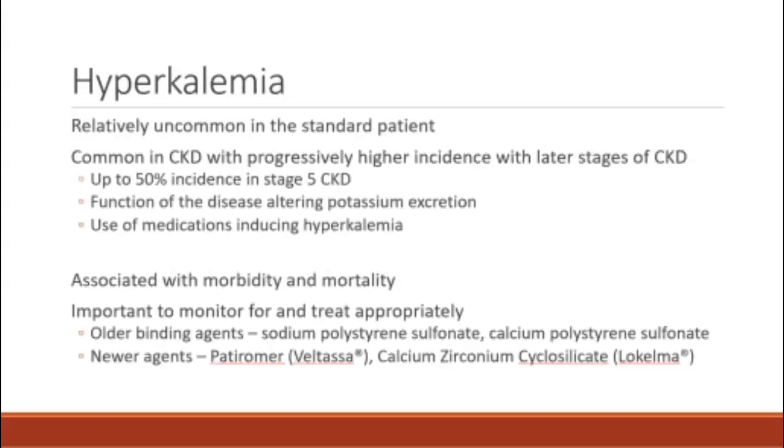Hyperkalemia is actually relatively uncommon in the normal population, but quite common in those with chronic kidney disease. It continues to increase in incidence as patients move along the continuum of renal disease, with up to 50% of patients experiencing hyperkalemia in stage 5 kidney disease. Often the cause is multifactorial, with both the gut and the kidney functioning to maintain homeostasis, but reduced potassium excretion and use of medications that induce hyperkalemia are regular contributors. We know that elevated potassium levels are associated with morbidity and mortality, and that monitoring and treating this complication is an important part of CKD management.